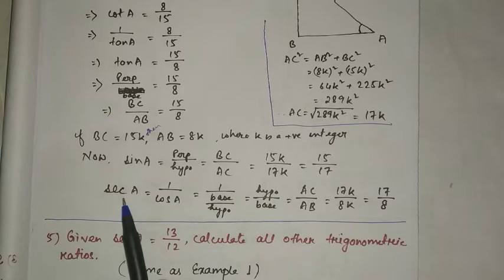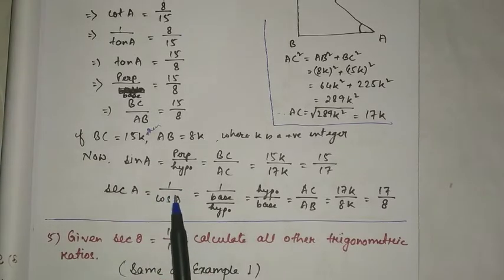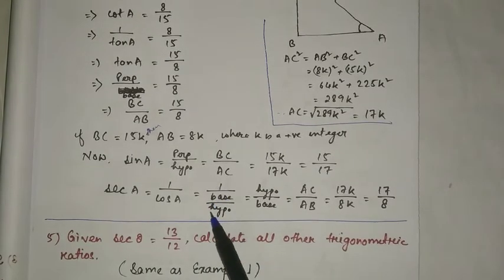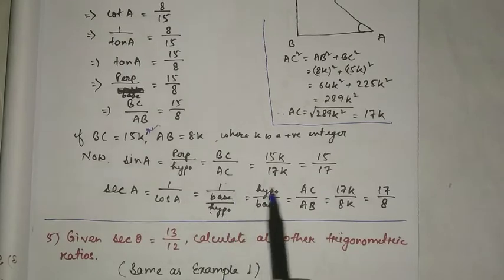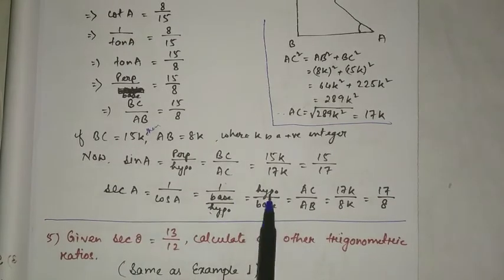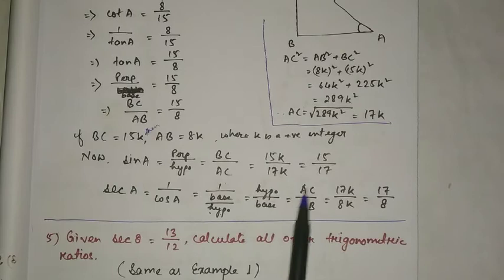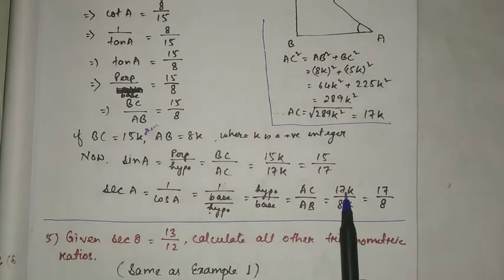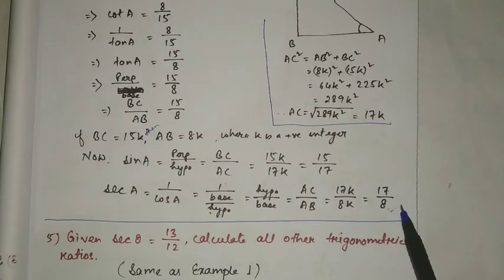And the next ratio is sec A, which is the reciprocal of cos of A. And cos of A is base by hypotenuse. And this hypotenuse goes up, so sec of A becomes hypotenuse by base, and the hypotenuse is AC and the base is AB. And we get AC by AB as 17k by 8k, which gives us the value 17 by 8.